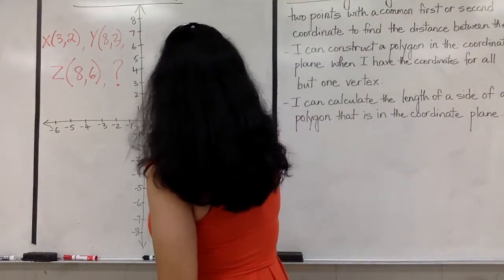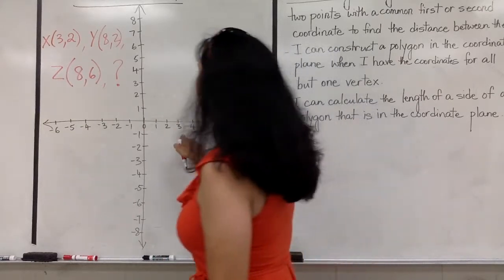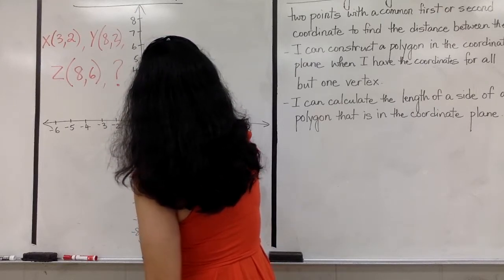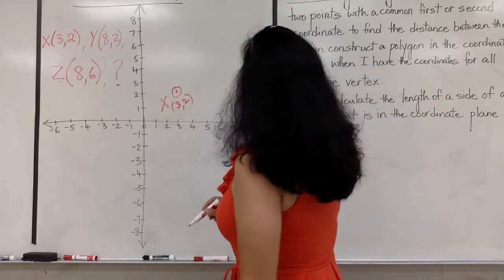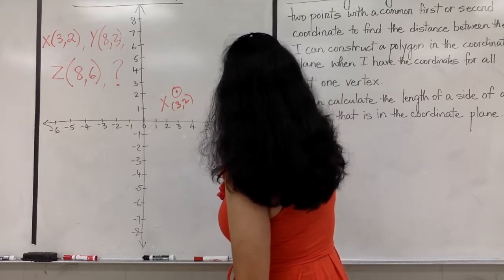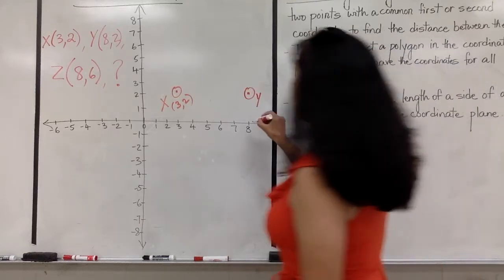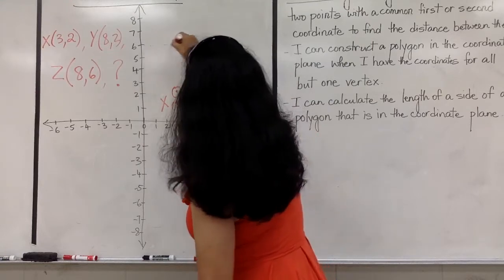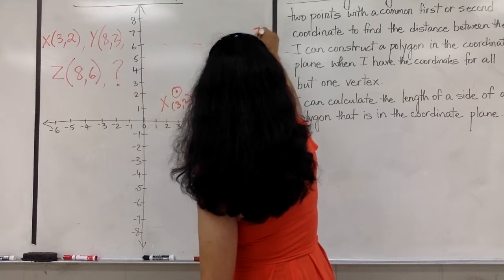If I say 3, 2, x first, remember, this is the x coordinate, y next, so 3 and then 2, which is here. Okay, so this is 3, 2, which is x. Y is 8, 2. So here we go, 8 and then 2. Okay, so this is y. Z is 8, 6. So from here, 8 and 8, 6. So this is z.